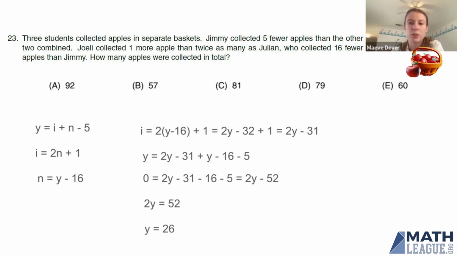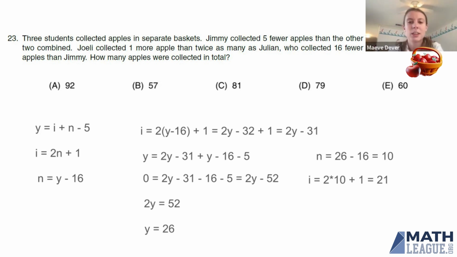Cool, now we know how many apples Jimmy got, right? That's 26. And we've got all these equations that we can use to find the other variables. So n is y minus 16, which is 26 minus 16. So n is 10. I is 2n plus 1. So I is 2 times 10 plus 1, which is 21. And then we can just check. We should be getting y equals I plus n minus 5, which means 26 is 10 plus 21 minus 5, which is 31 minus 5, which is 26. So that's good news. Shouldn't be too surprising, but now we know that we haven't made any mistakes, which is always a plus.